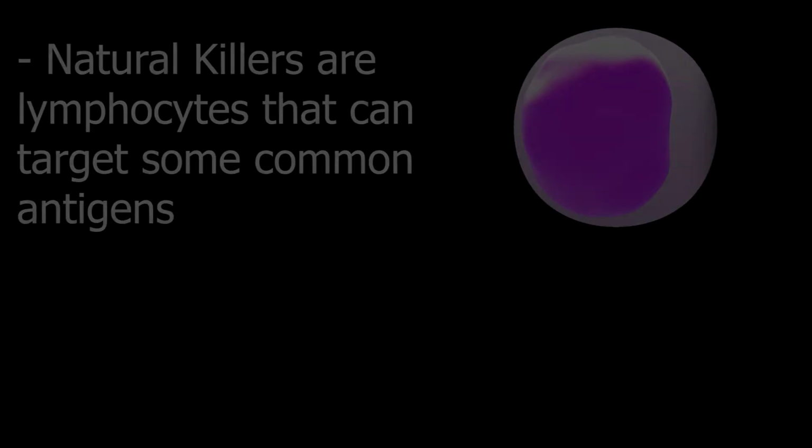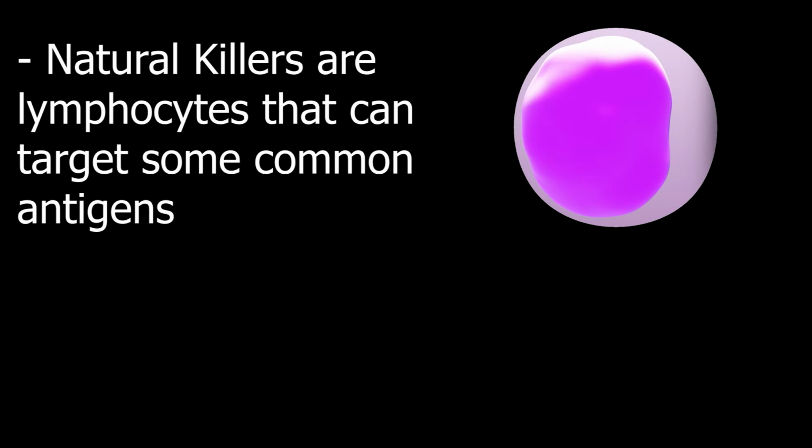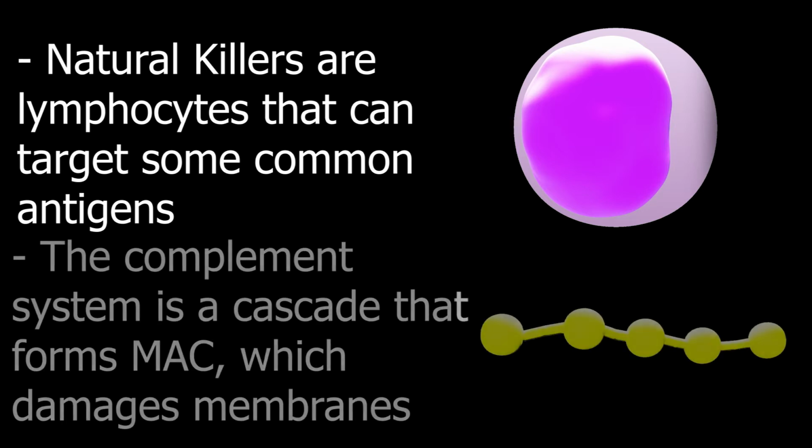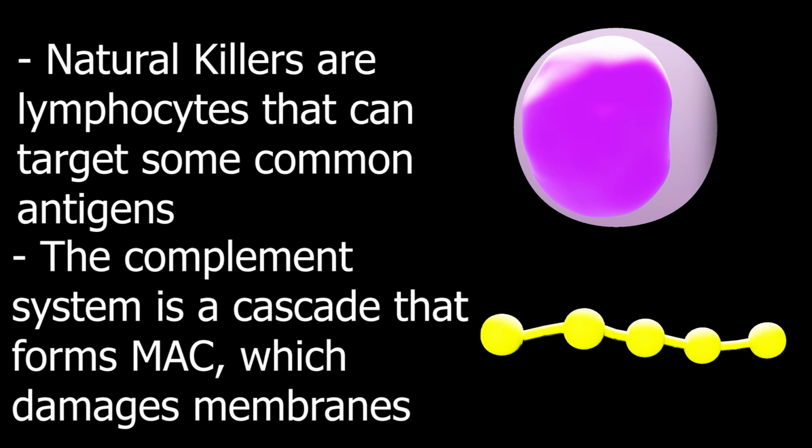NK cells are a type of lymphocyte that have some generic tools up their sleeve. They're trained to fight off some common antigens and do a decent job of it. The complement system is a collection of proteins. They form a cascade activating one another until one large protein, known as membrane attack complex, forms.